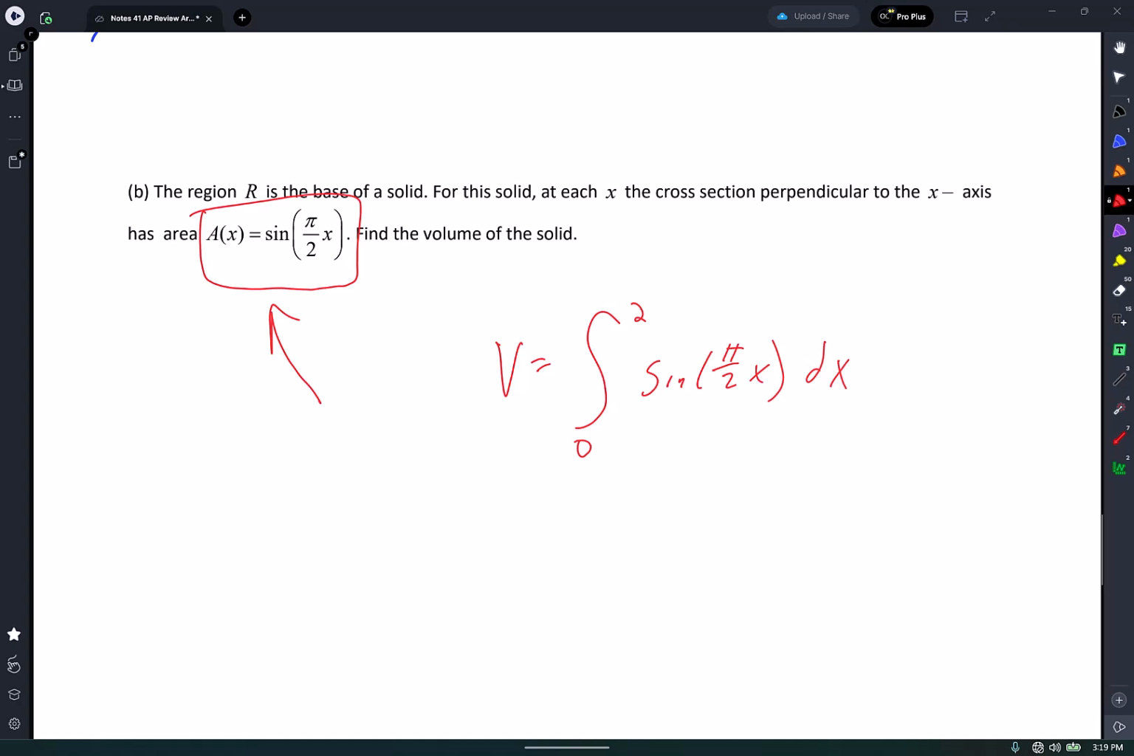That's my cross section. You don't have to worry about that. Remember, for volume, you have to integrate your cross section. That's my cross section. They give it to you. Are we okay, Kyle?